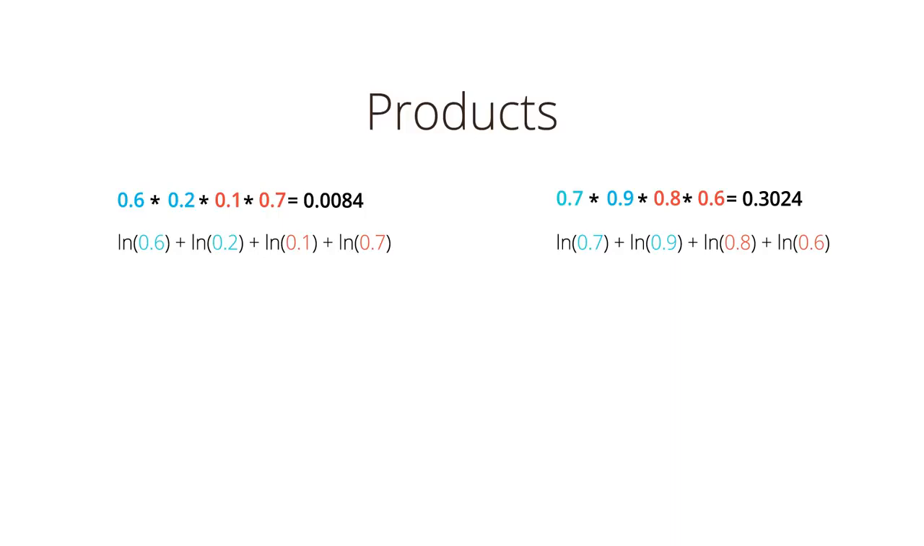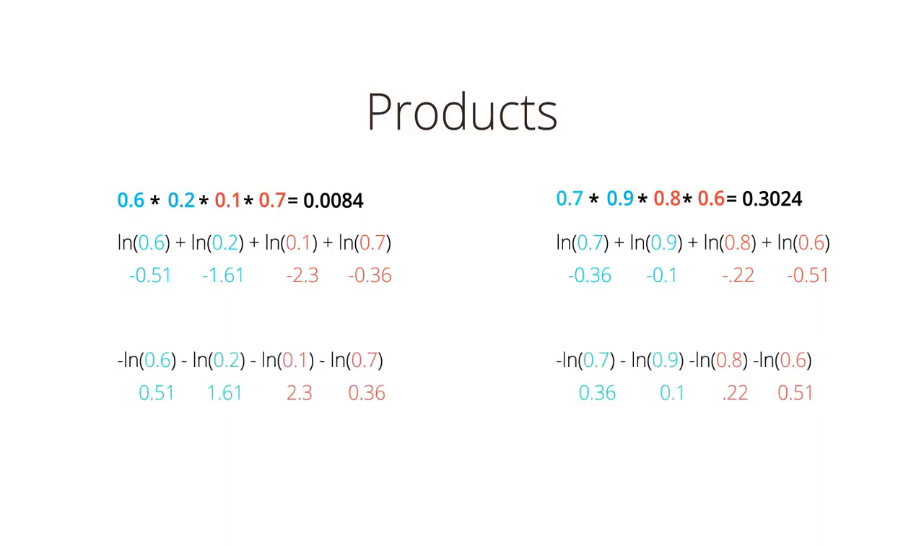We can calculate these values and get minus 0.51, minus 1.61, minus 0.23, etc. Notice that they are all negative numbers, and that actually makes sense. This is because the logarithm of a number between 0 and 1 is always a negative number, since the logarithm of 1 is 0. So it actually makes sense to think of the negative of the logarithm of the probabilities and we'll get positive numbers. So that's what we'll do. We'll take the negative of the logarithm of the probabilities.